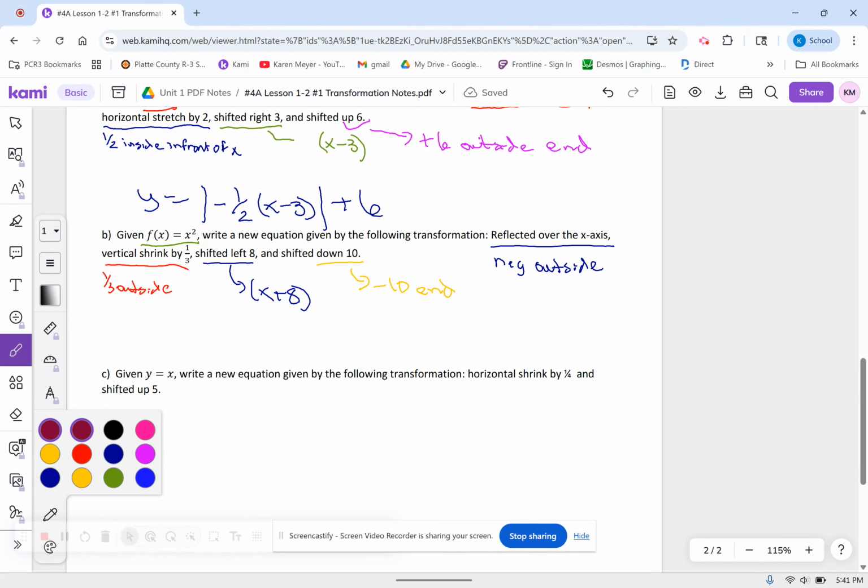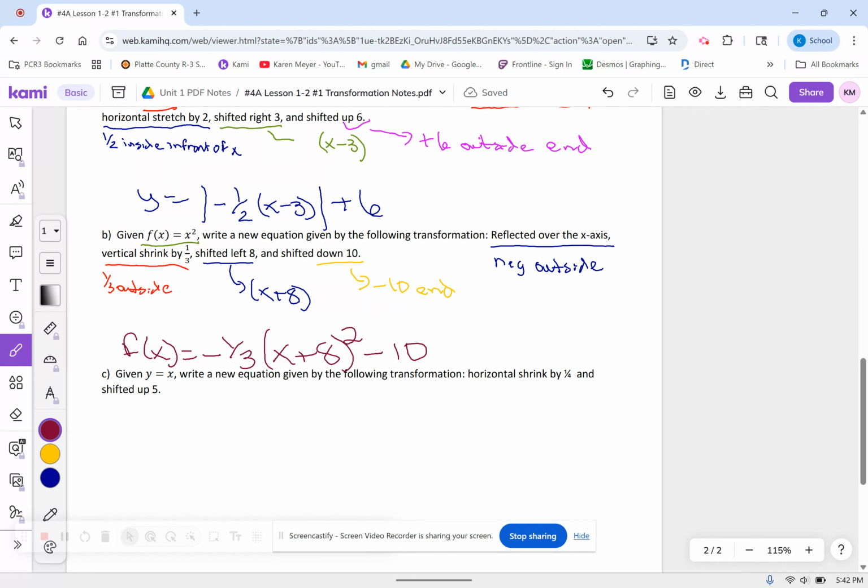So here we go. F of x equals, I have a negative on the outside, so boom. I have a 1/3 on the outside. That's next. Then I'm going to have my left or right movement, so parentheses, x plus 8, close my parentheses. Then I'm going to put the power of 2 just for my type of function. And then I have this minus 10 on the outside at the end. Done.